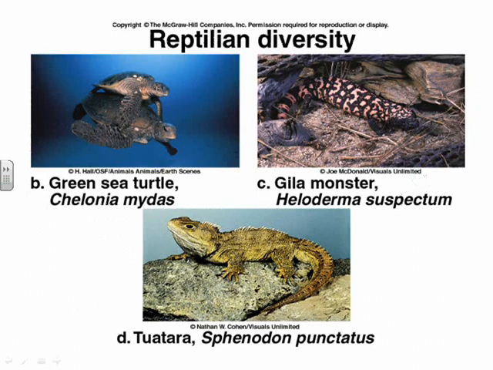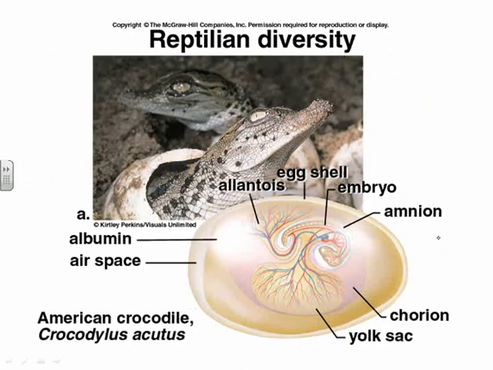There are some reptiles, obviously our turtles, different kinds of lizards like the Gila monster, alligators, snakes. There's an alligator or a crocodile. This is showing you the amniotic egg. And that amniotic egg has a built-in water supply.